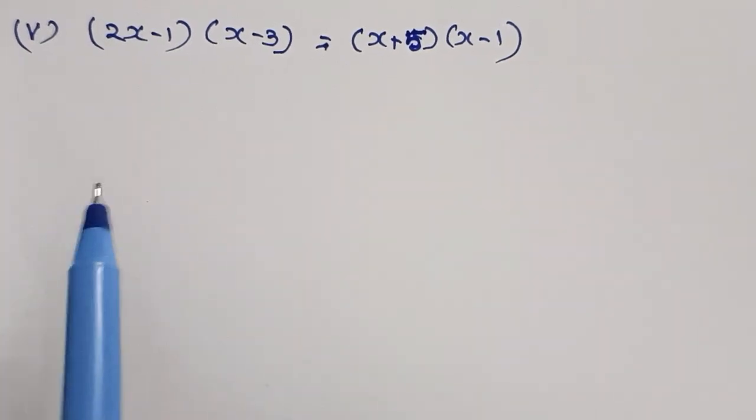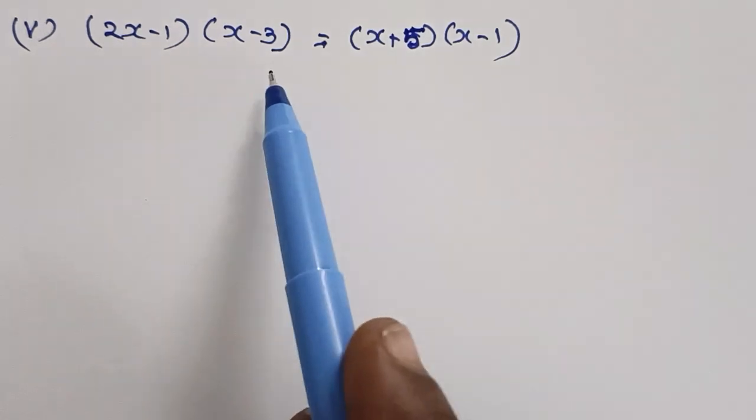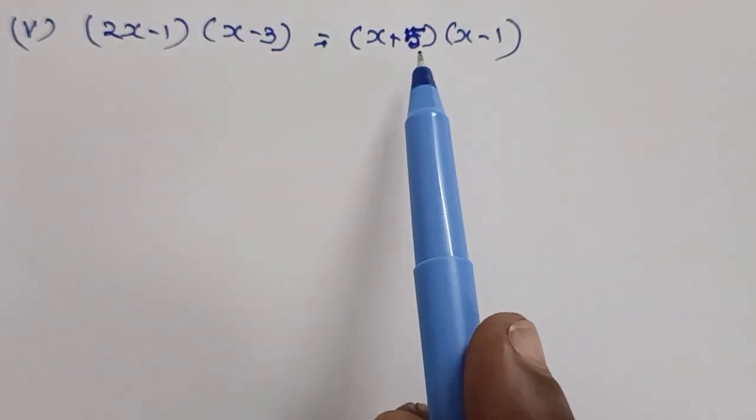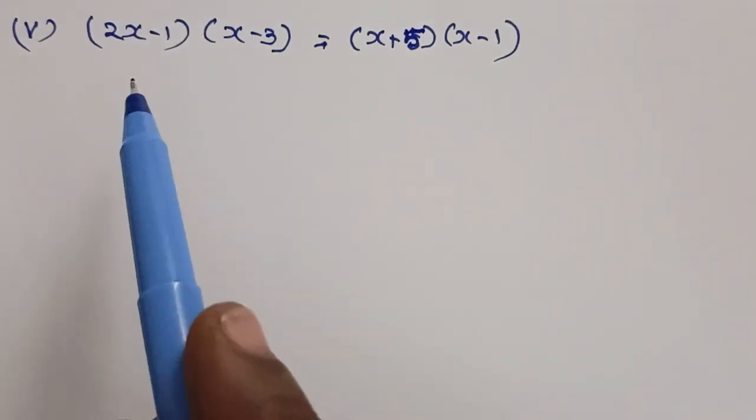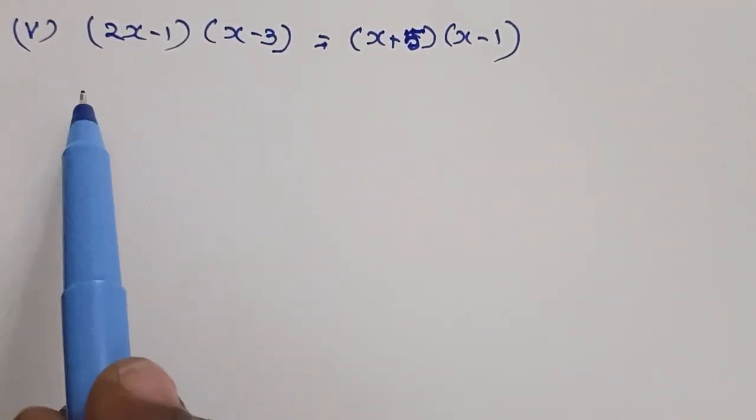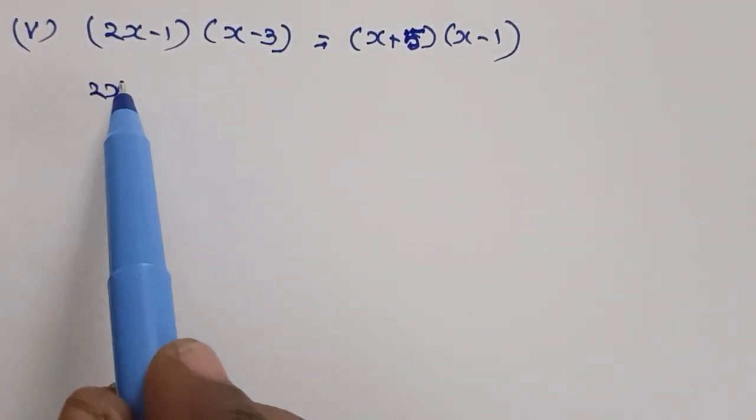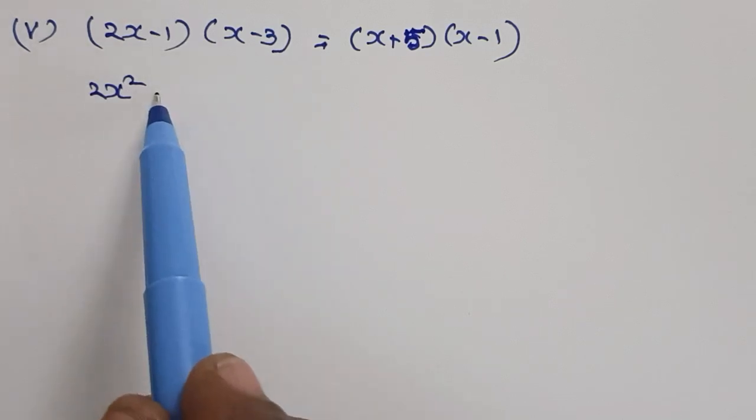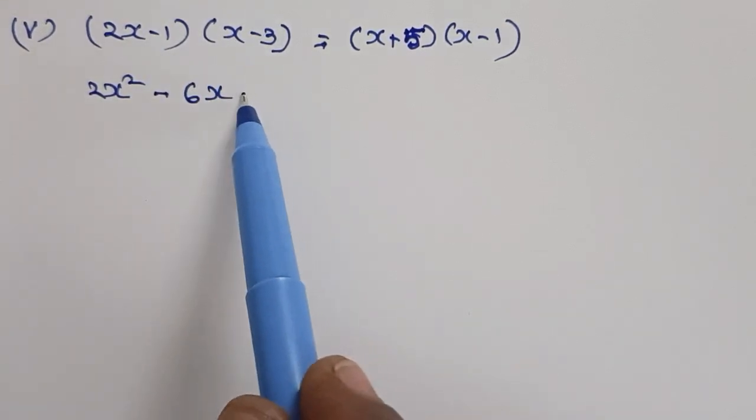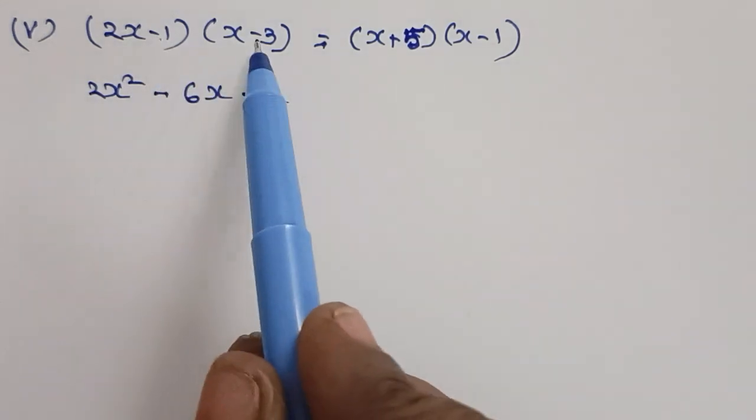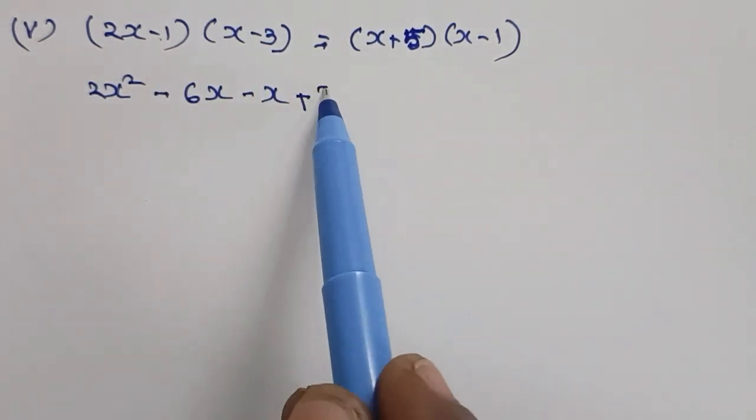Fifth question: (2x minus 1)(x minus 3) equal to (x plus 5)(x minus 1). Here it is plus 5. Now opening the bracket: 2x into x gives 2x square. 2x into minus 3 is minus 6x. Minus 1 into x is minus x. Minus into minus will become plus, 1 into 3 equal to 3.